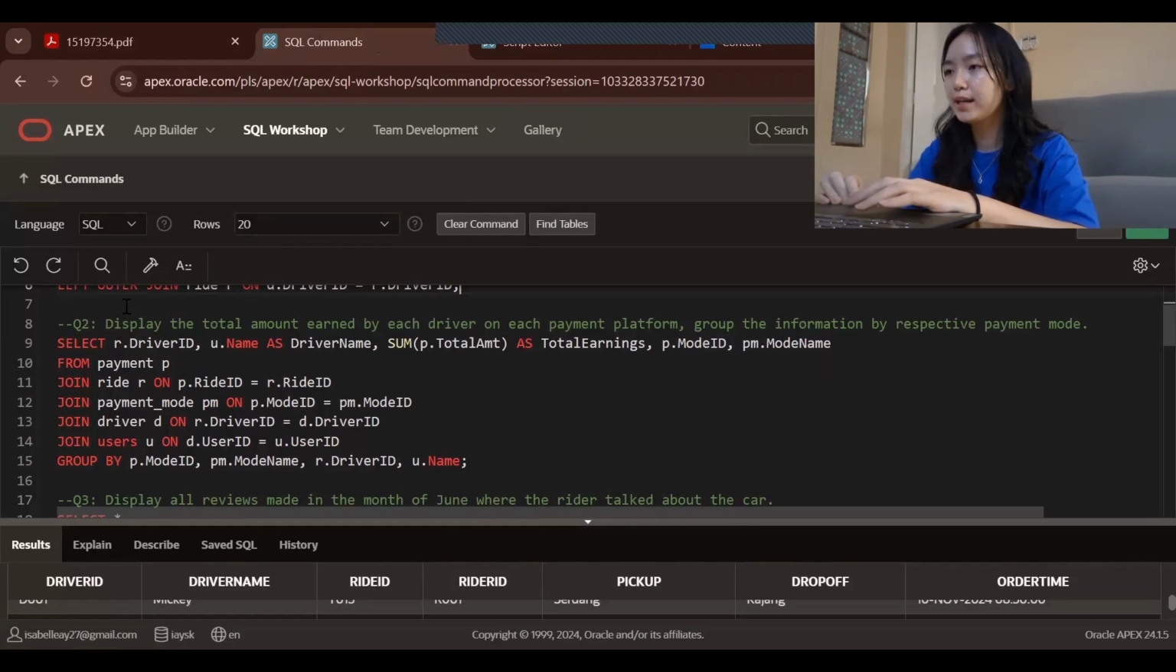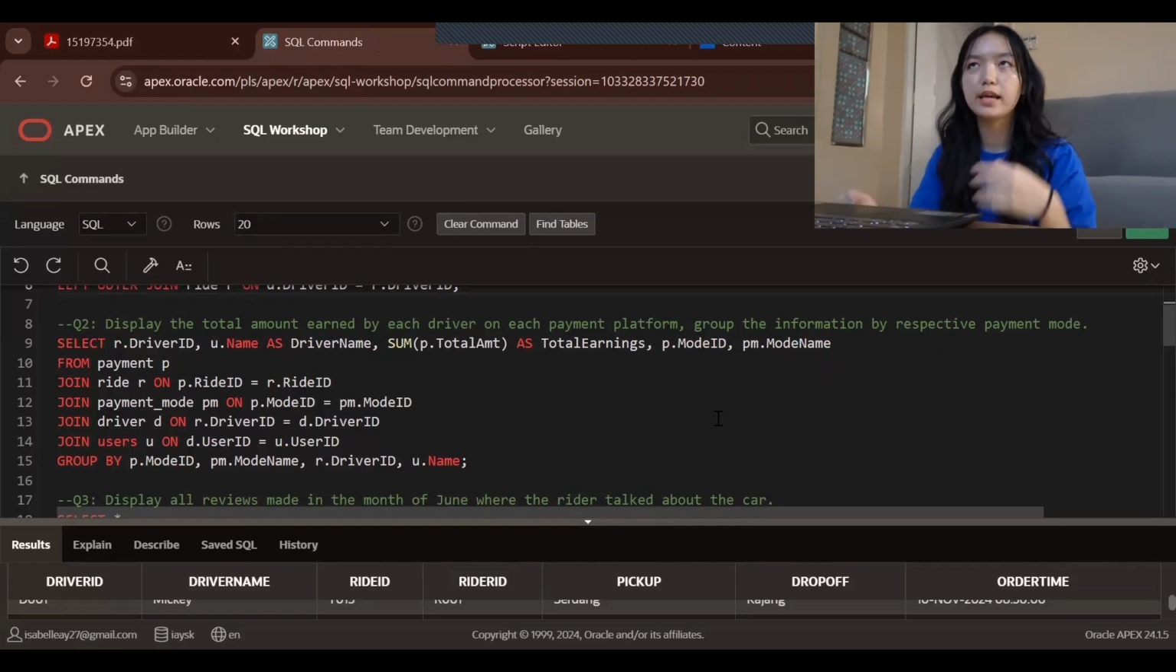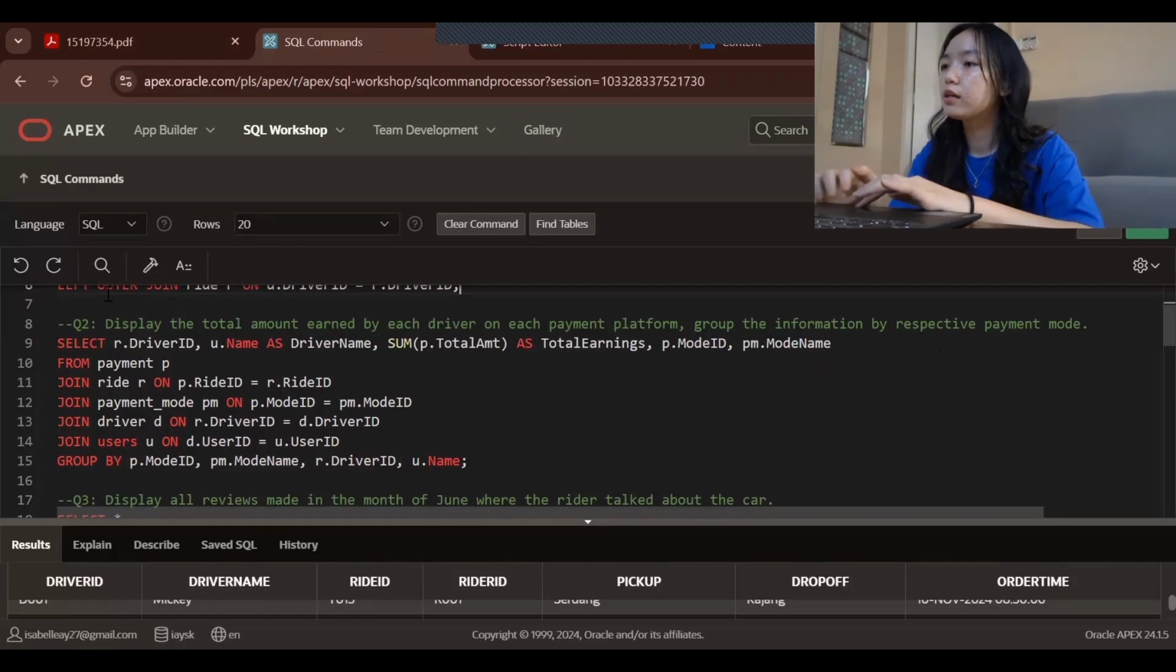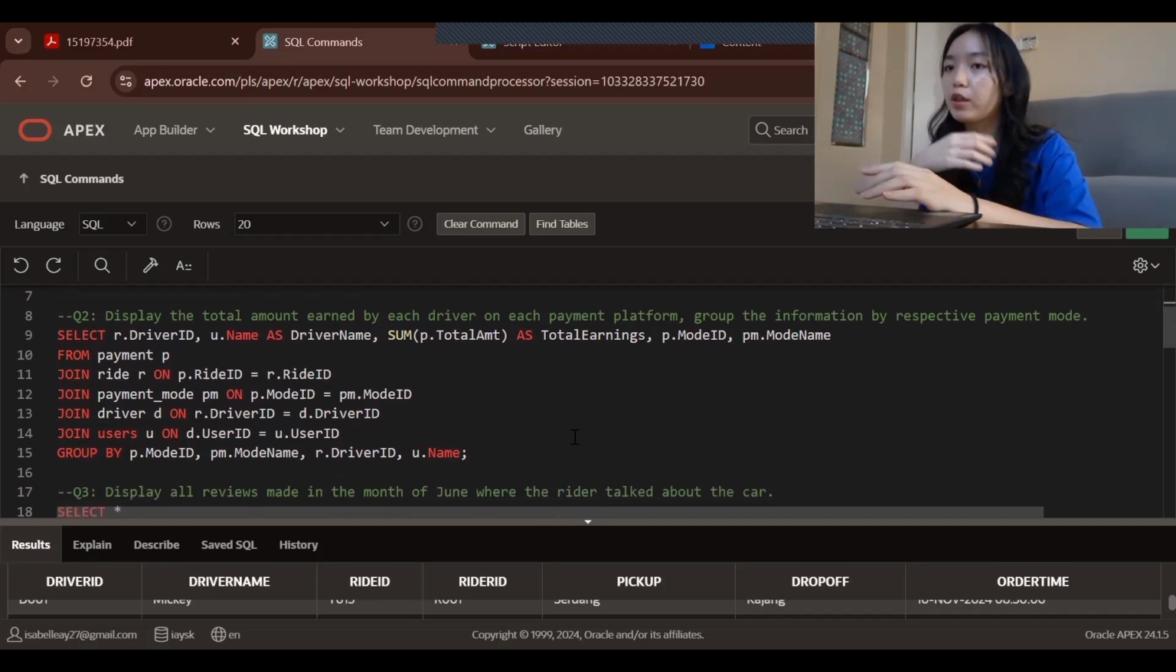So we wrote a query to display the total amount earned by each driver on each payment platform and group the information by respective payment mode. By payment mode, we mean, say, cash, card, e-banking, etc. So here, select driver info, and for total amount earned, we use sum of p.total_amount. Next, we also have the mode ID and the mode name to identify each payment mode.